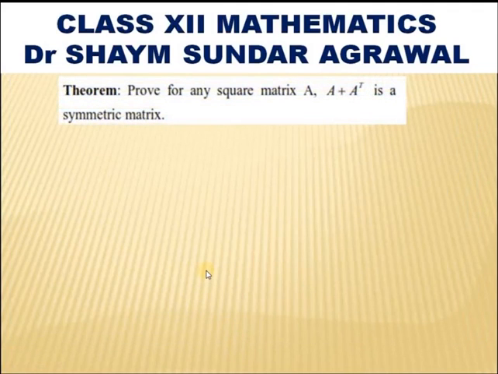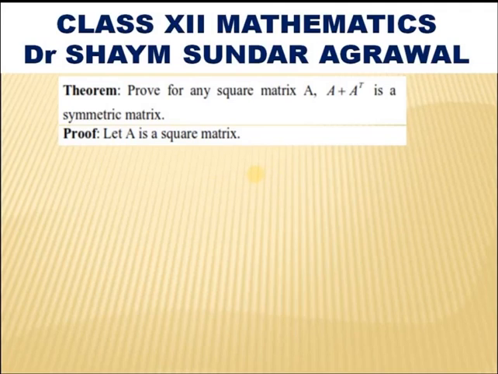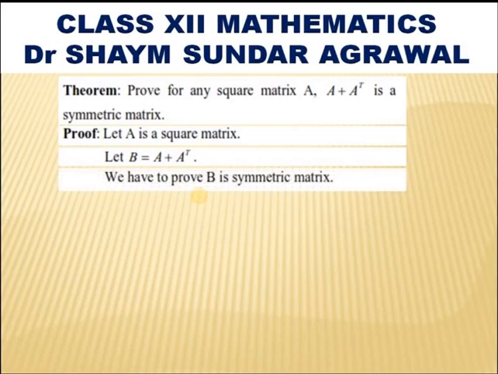Next theorem: for any square matrix A, let us prove that A plus A transpose is always a symmetric matrix. Let A be any square matrix, and let us take B equal to A plus A transpose, and we have to prove A plus A transpose is symmetric. That means we have to prove B is a symmetric matrix, and as per the definition of a symmetric matrix, a matrix B is symmetric if B transpose is equal to B. So, let us prove. We have to find B transpose.